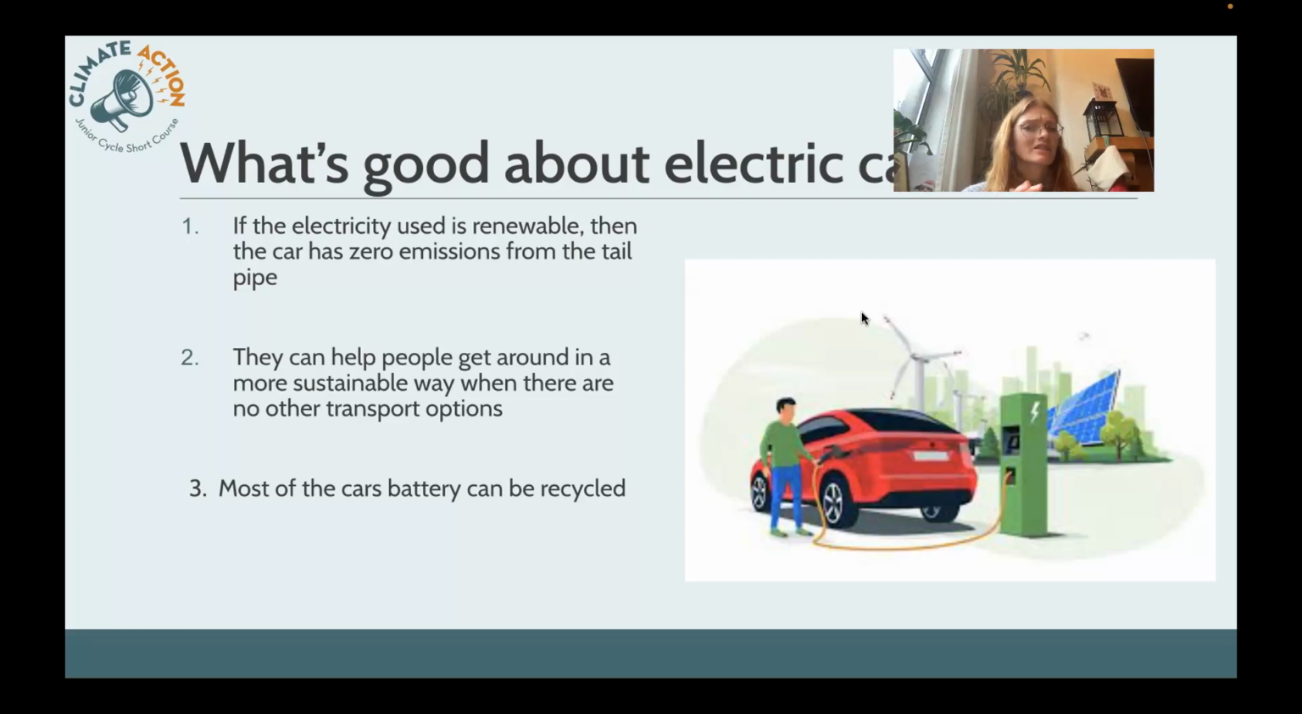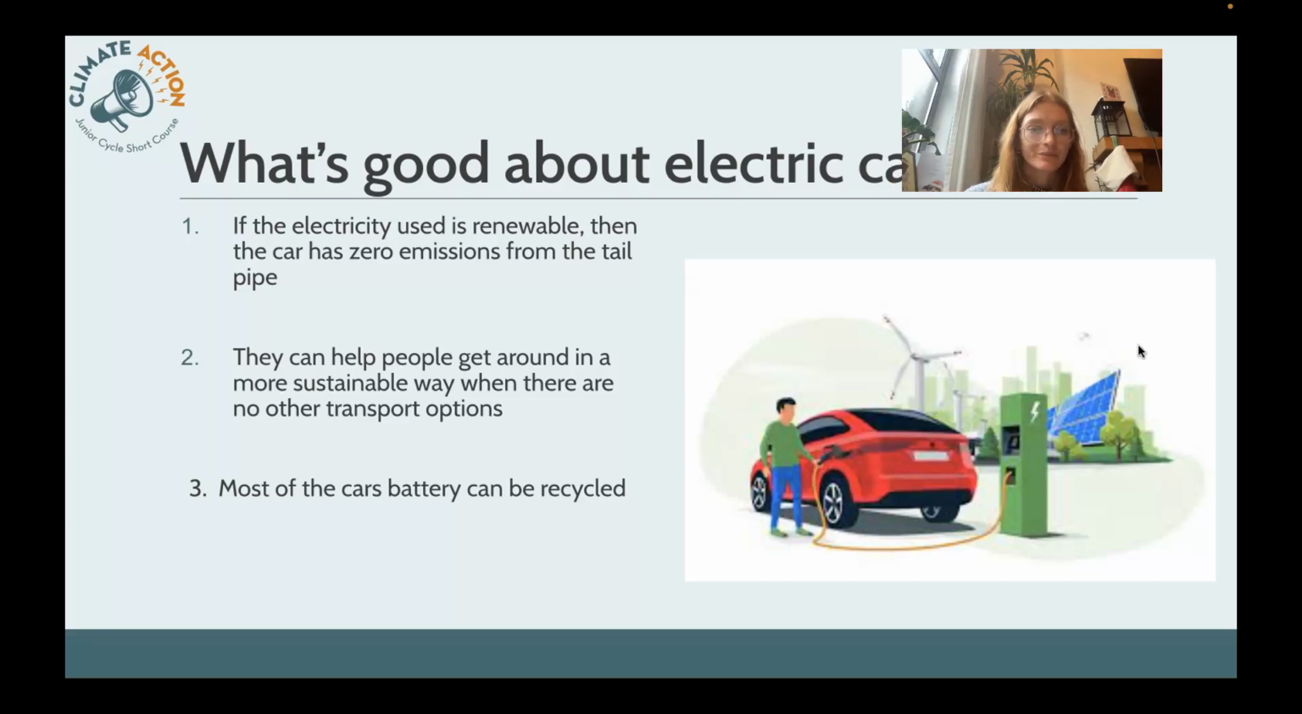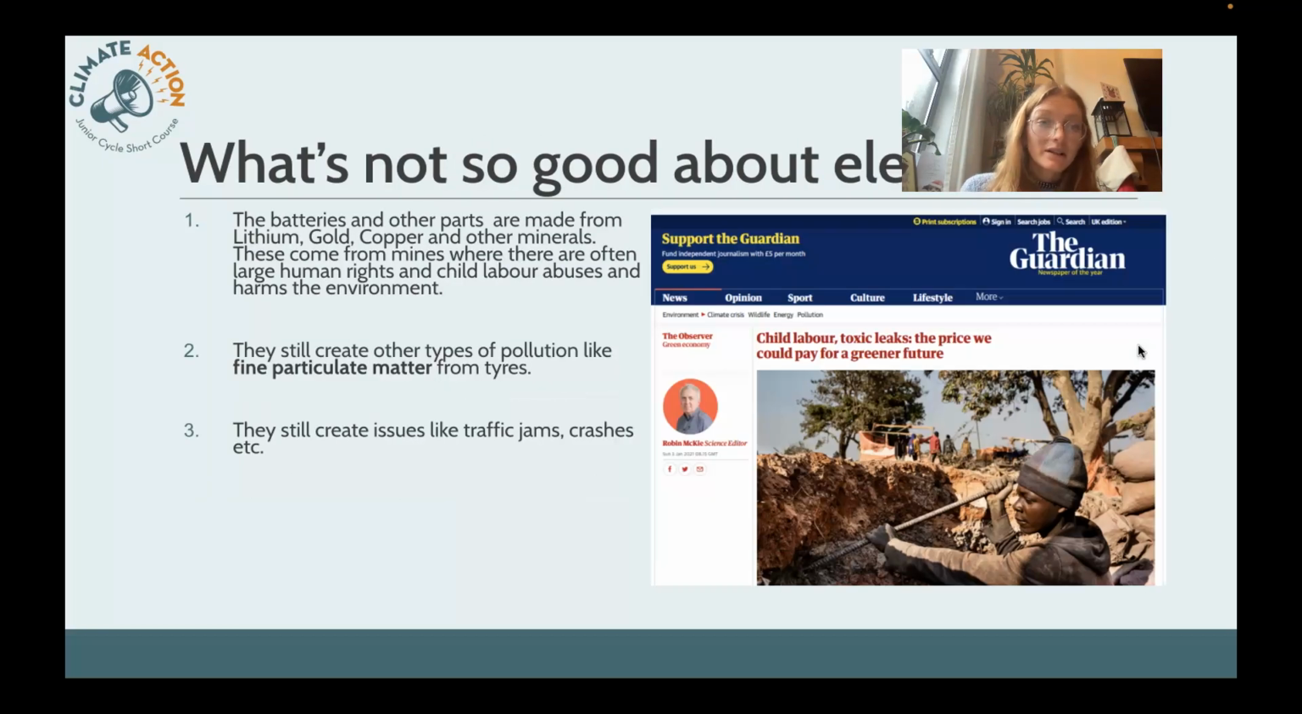And also, I don't know if you've heard of tailpipe emissions, but when we talk about tailpipe emissions, it's the pipe at the back of your car. And what comes out of that tends to be not just CO2, but also nitrous oxide and other pollutants which lead to the health impacts that we spoke about before. So that doesn't happen in electric cars because they don't have a tailpipe.